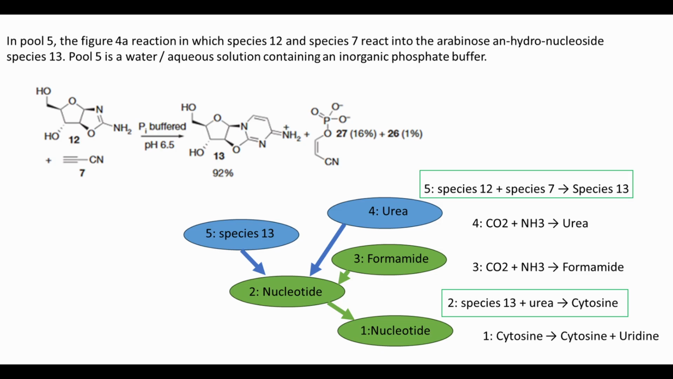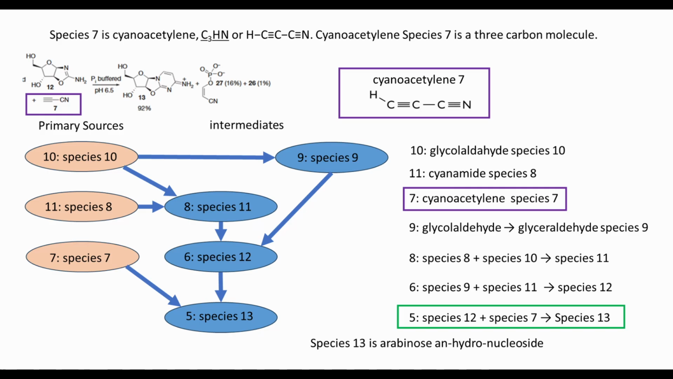The species 12 and species 7 for pool 5 must have formed in their own separate pools upstream of pool 5. Species 7 is cyanoacetylene, C3HN or HCCCN. Cyanoacetylene, species 7, is a 3-carbon molecule.